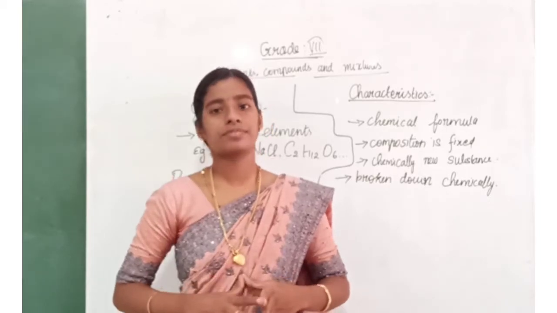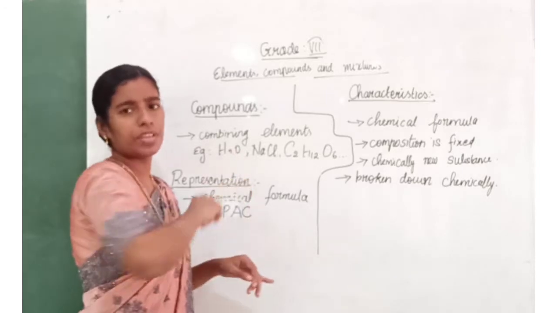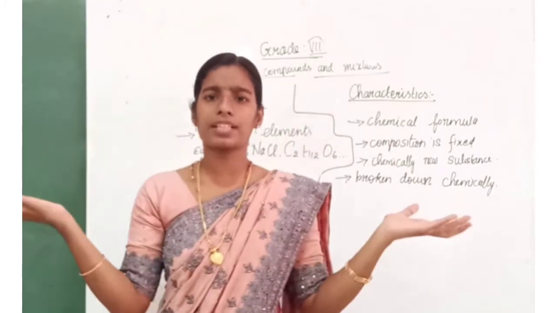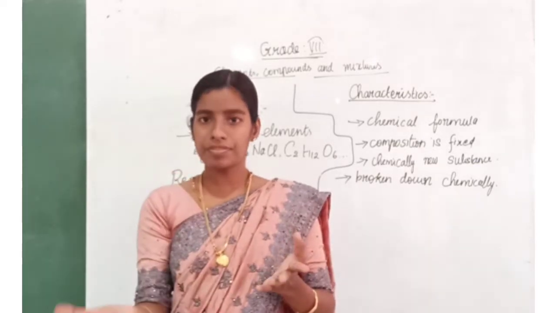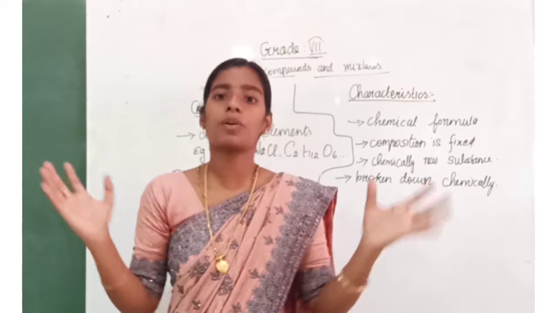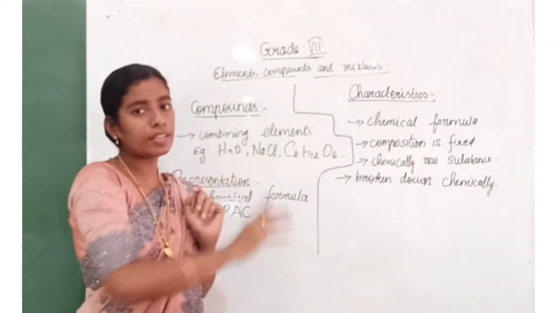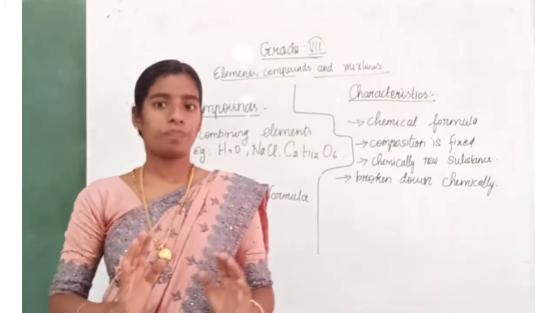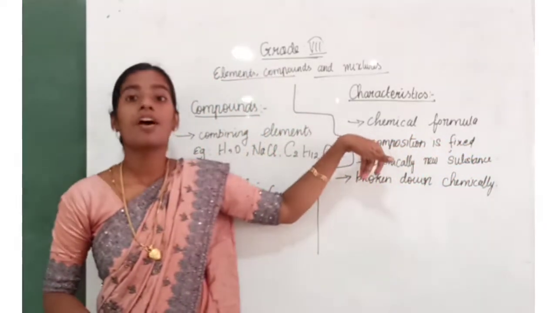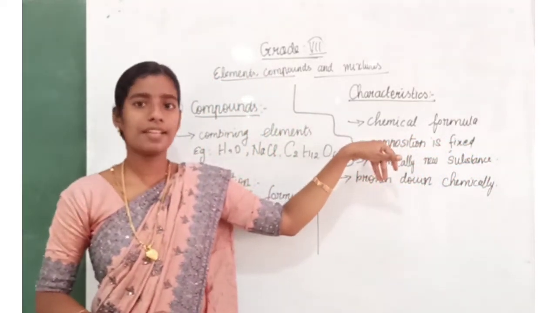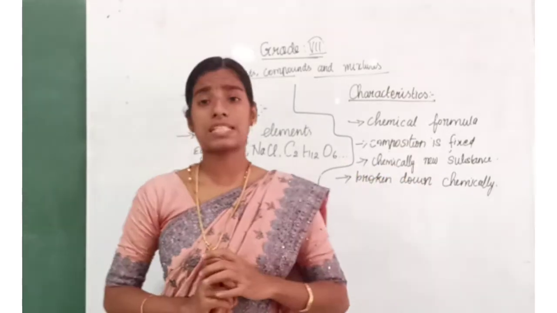Consider a water molecule. It has 2 hydrogen atoms and 1 oxygen atom. Now from wherever you take the water, whether from a pond, from a well, or from a tap, this composition will not vary. Water will be H2O. So the second one is that composition is fixed. Understand?